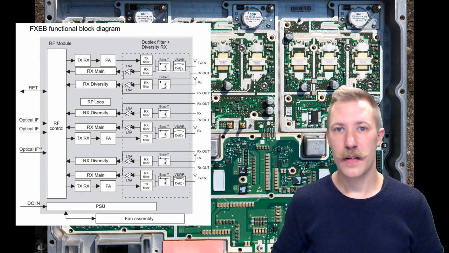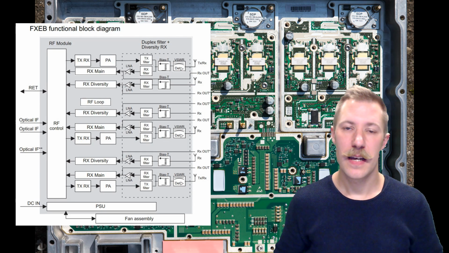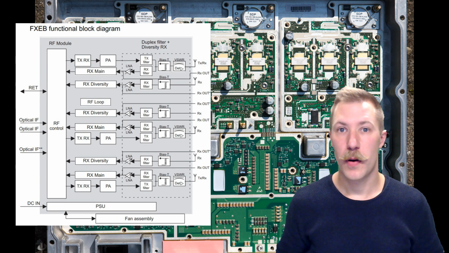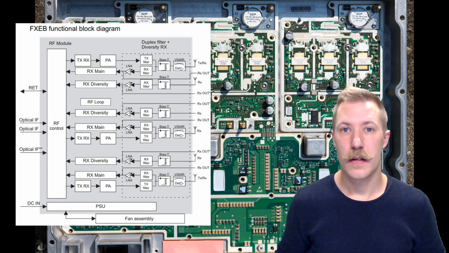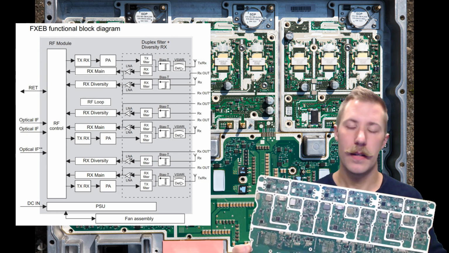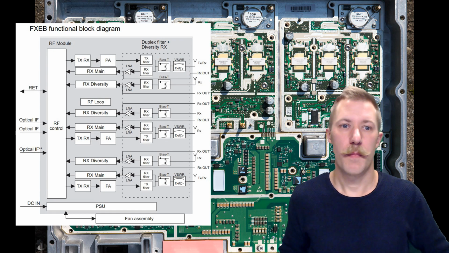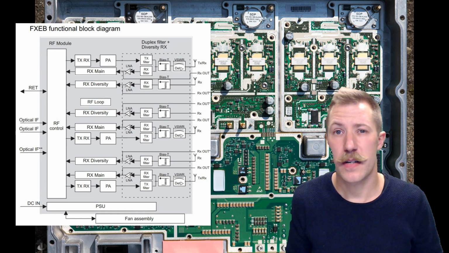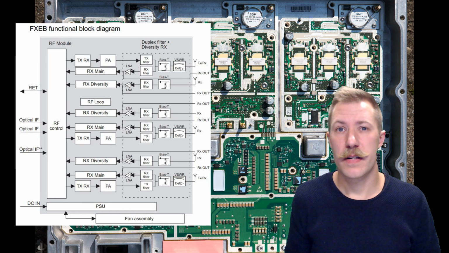Today we're taking a look at the circuit analysis of the Nokia Siemens Networks FXEB, which is a 3 times 80 watt 1.8 gigahertz power amplifier for cell phone base stations, and this is the actual board we are talking about. So, as you can see here behind me, we have the functional block diagram for this amplifier, which I found available in a large brochure for the whole series of this Multiradio BTS system.